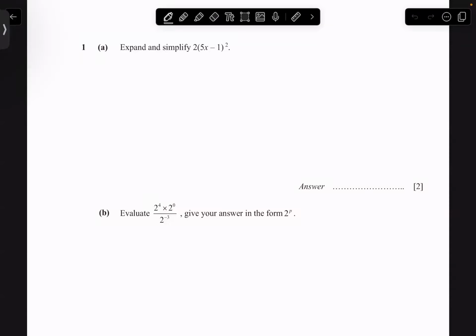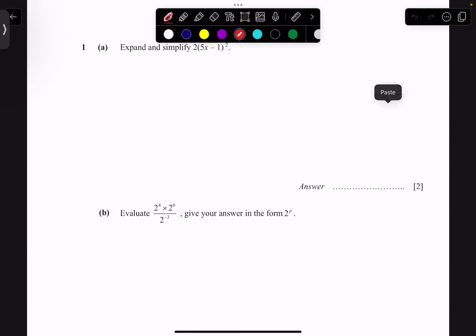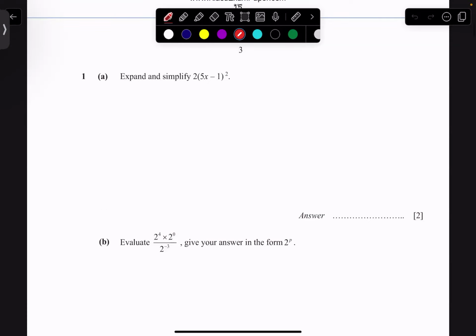Okay, so let's look at Beatty Sec 2020 paper 2. Now expand and simplify 2 bracket 5x minus 1 square. Okay, so this question, make sure that you remember you can do it two ways. You can either do the rainbow method or you can do the normal expansion, if you remember your identities.